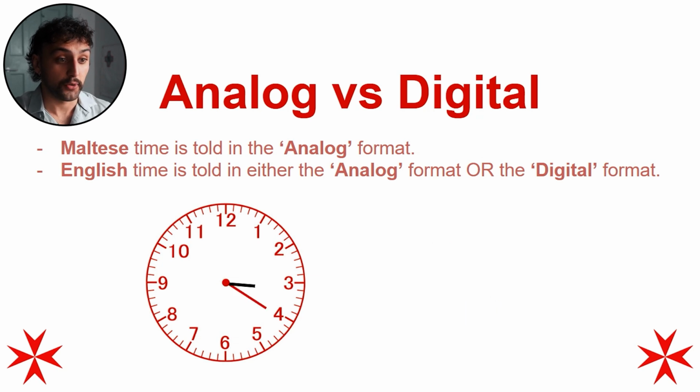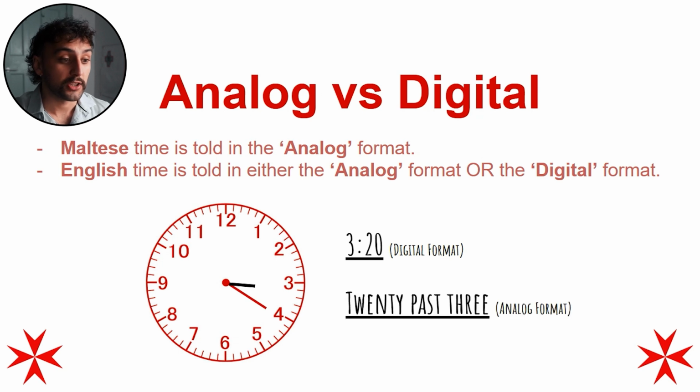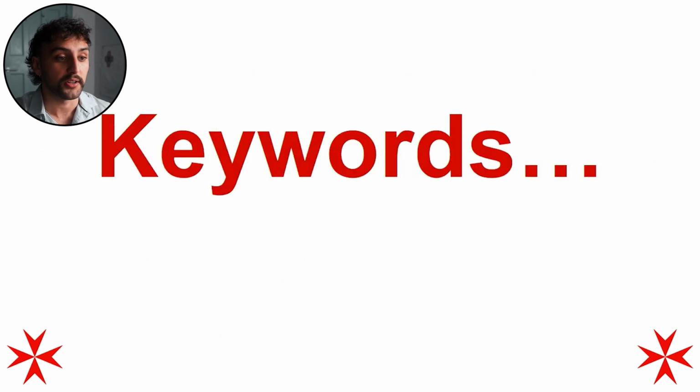And if I just take you through a second example as well here, we could say the time is 3:20 in English. Once again, this is the digital version, but we could also say it's 20 past 3, which is of course the analog version. And this is how we tell the time in Maltese. We always use the analog version because we do not have the digital version.